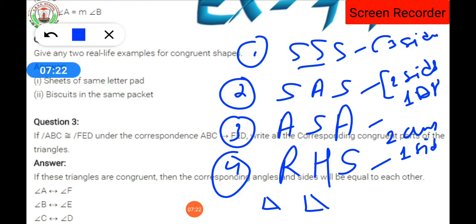But the last criteria, RHS criteria, right angle hypotenuse side congruence criteria, is only applicable for the right angle triangle. This RHS property is not applicable for scalene triangle or equilateral triangle or isosceles triangle. Always remember that. R means 90 degree we have to consider, H means hypotenuse we have to consider, and in the side we can consider either the base or the perpendicular measurement of that particular right angle triangle.